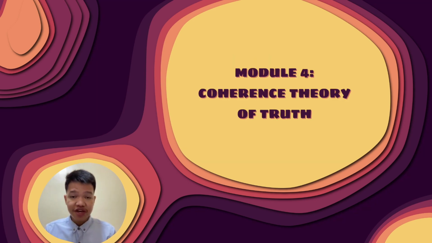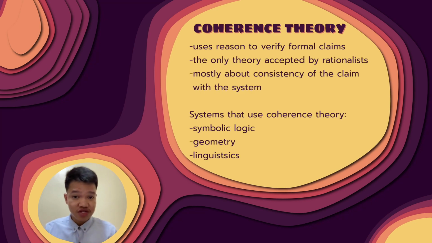For our first theory, we have the coherence theory of truth. This theory uses reason to verify formal claims. Thus, it is the only theory that the rationalists accept. Also, this theory is mostly about the consistency of the claim with the system. The claim should cohere with the larger system of knowledge.